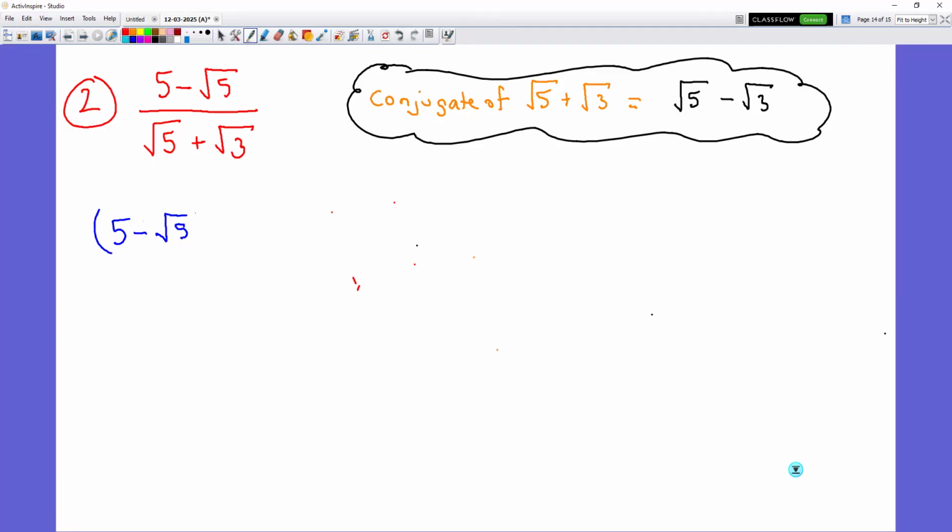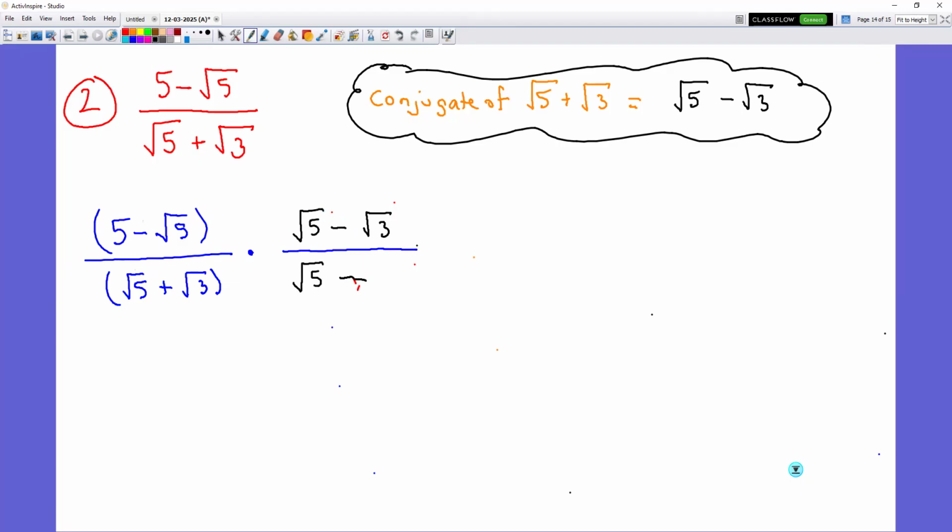I'm going to go ahead and put that in parentheses because that's an expression. We're going to put that over the original denominator, the square root of 5 plus square root of 3. And then now we're going to do our multiplication. We'll make our fraction. And now we'll put the conjugate on the top and bottom of this fraction. So basically, it's going to be the square root of 5 minus the square root of 3. And then it's the square root of 5 minus the square root of 3.